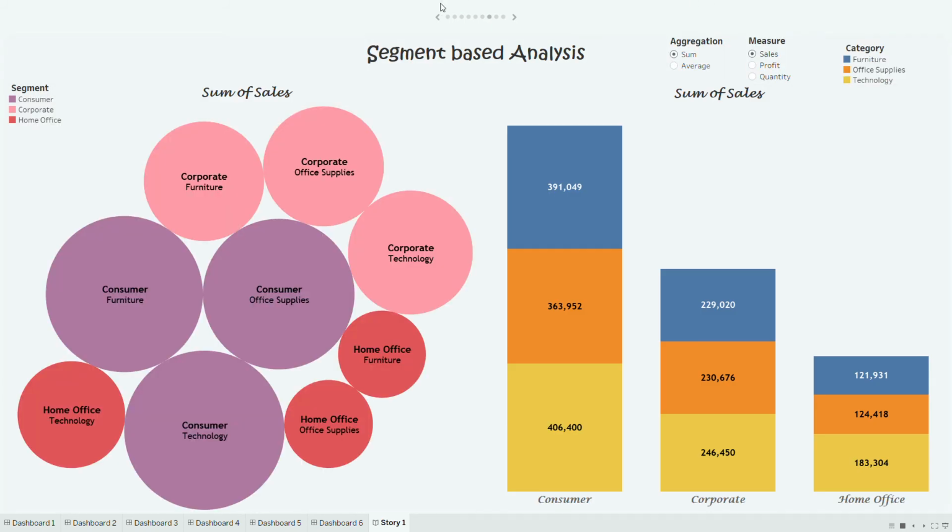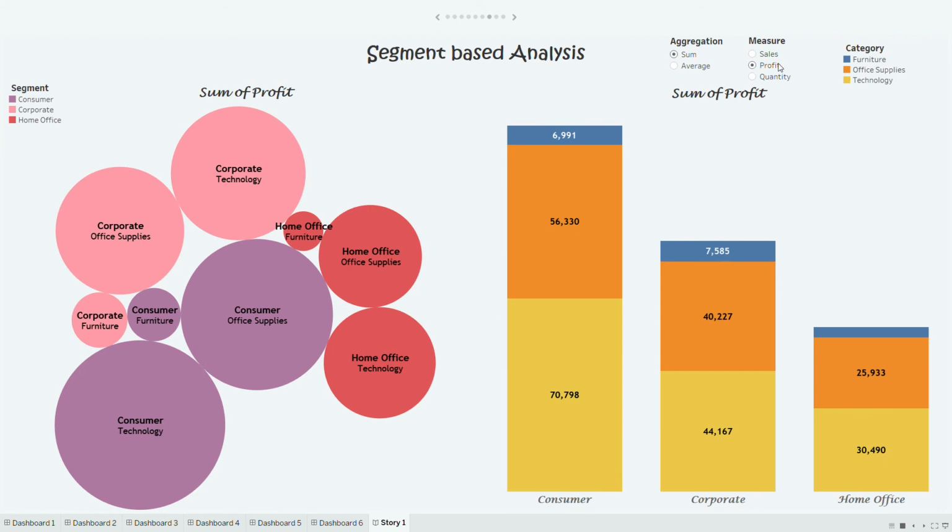Now is the segment based analysis. There are basically three segments: consumer, corporate, and home office. Here is the sum of sales category wise. You can change the measure if you want to see the profit based on segment. You need to select profit, and this is the sum of profit. You can see the majority contributor is technology. After technology we have office supplies and then furniture.